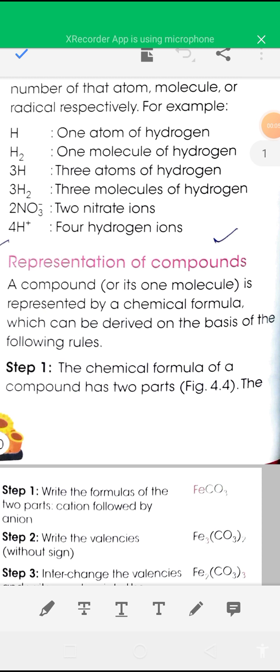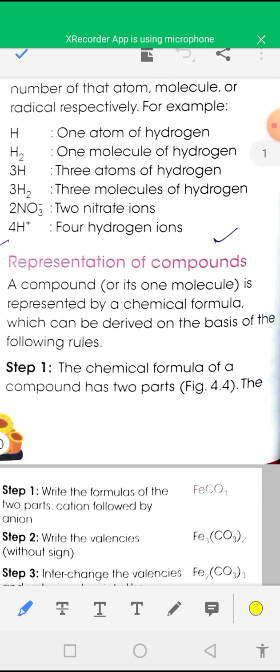In this video today I'll discuss how to represent chemical compounds. So to represent a chemical compound using the symbol of each element present in the molecule, you have to follow some rules.